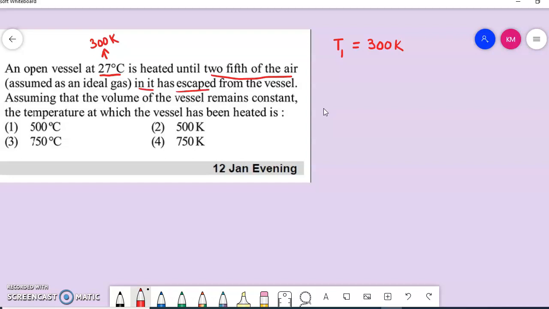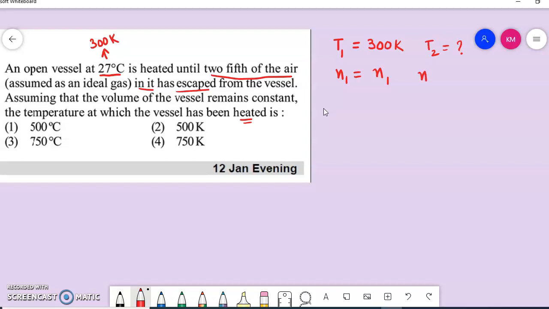That means at this point of temperature, N1 is the number of moles initially, right? Assuming the volume of the vessel remains constant, the temperature at which the vessel has been heated, we have to find out. That means T2, the heated temperature. If you heat it, what will happen? Few moles have escaped. How many moles have escaped? 2 by 5 moles have escaped.